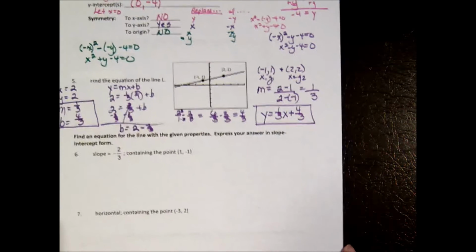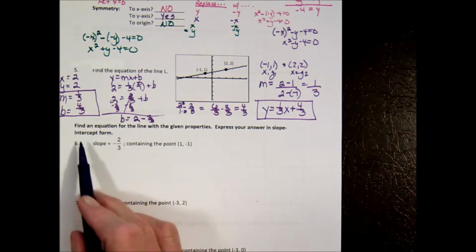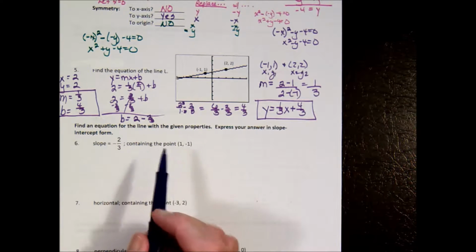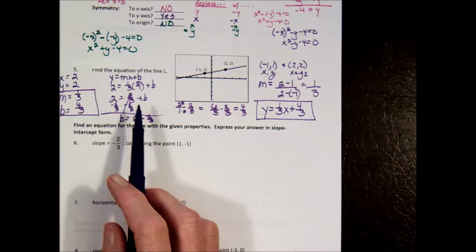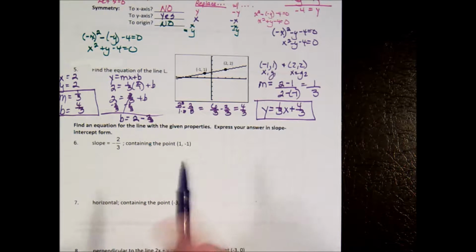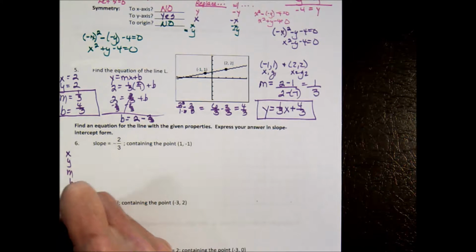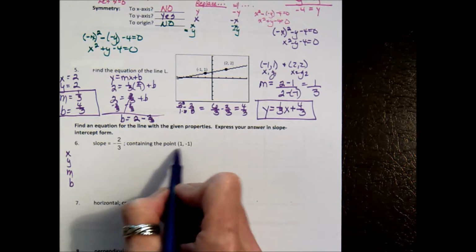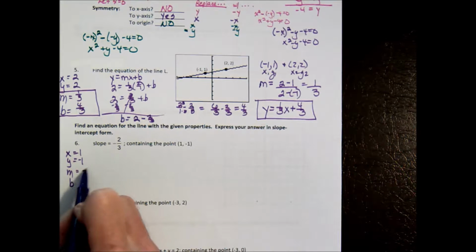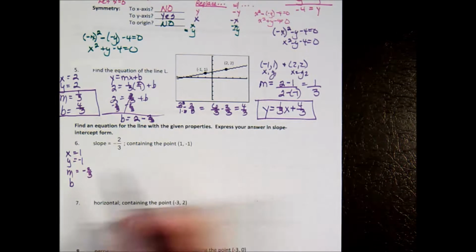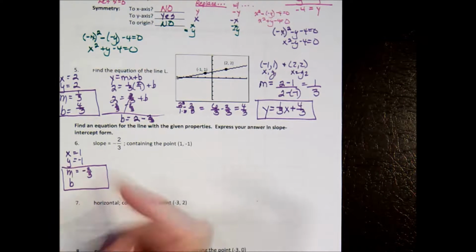It says find an equation of the line with the given properties and express your answer in slope-intercept form. Now, most of you know I prefer the slope-intercept method. If you want to use the point-slope method, you go right ahead. So I've got x, y, m, and b again. My x and y are right here. X is 1, y is negative 1, my slope is negative 2/3. I was given that. I didn't have to find it. So all I'm left with having to do now is finding the b.